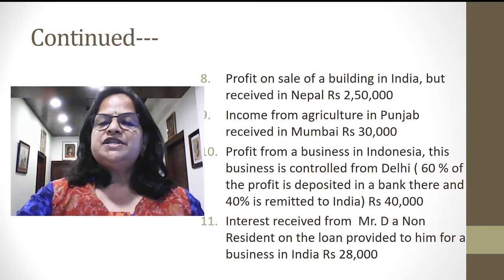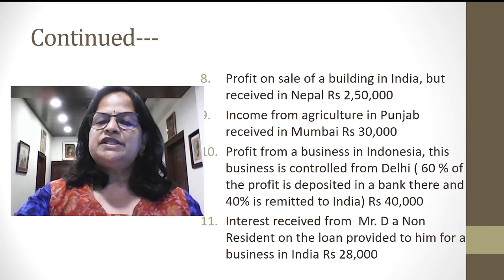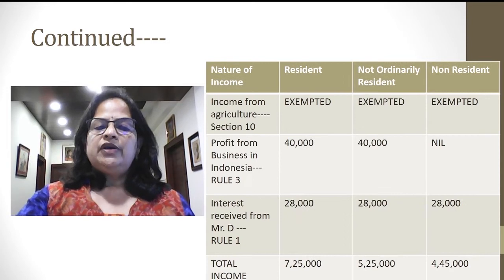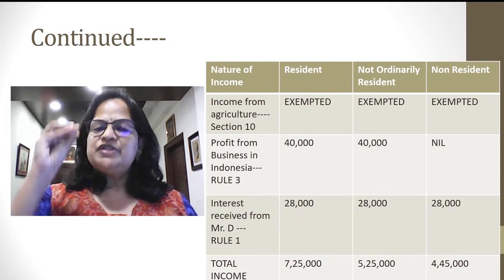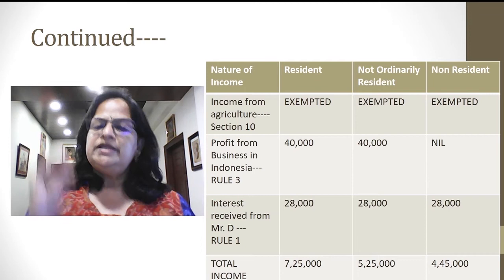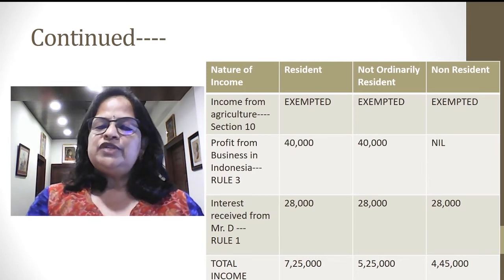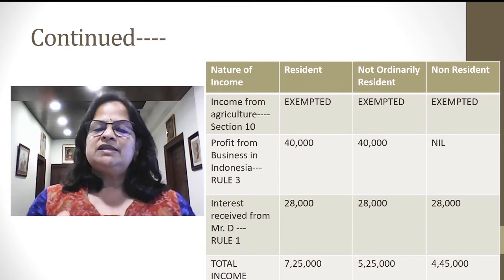Now, last point is interest received from Mr. D, a non-resident, on the loan provided to him for a business in India, 28,000. So here you have to remember, interest received from Mr. D. It's rule number 1, Indian income taxable in all cases. So total income also you have to take, that will get different marks.